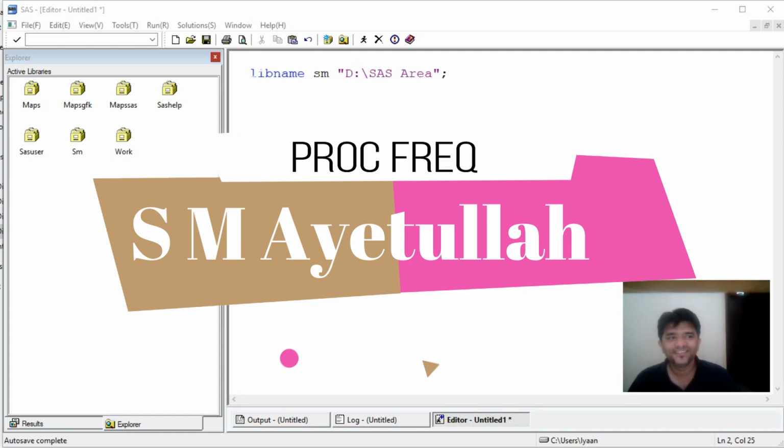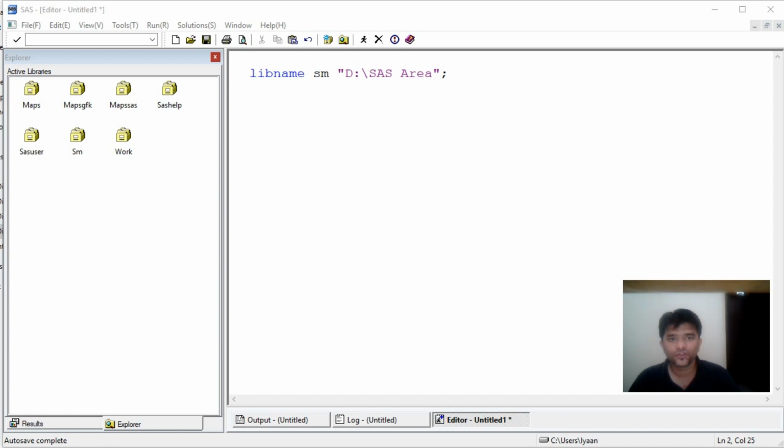Hello everyone. In today's lecture we will cover Proc Freq in SAS, and also we will see how easy it is to understand or classify any dataset with the help of Proc Freq. And we will also learn how we use Proc Freq to generate different types of output and how to get insights from any source data.